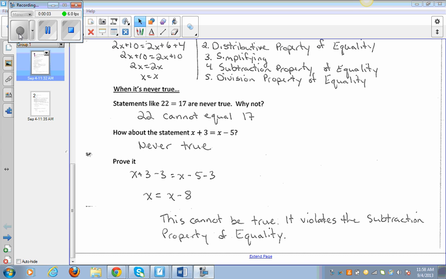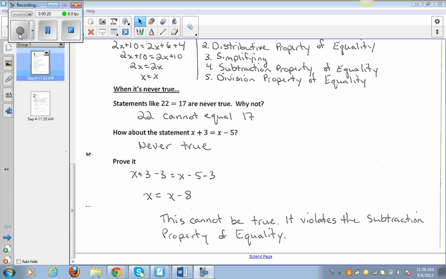In our last video, we looked at when statements are always true. Now we'll look at when they're never true. So if we have a statement like 22 equals 17, we know it's never true because that just doesn't make any sense. 22 can't equal 17, 17 can't equal 22.